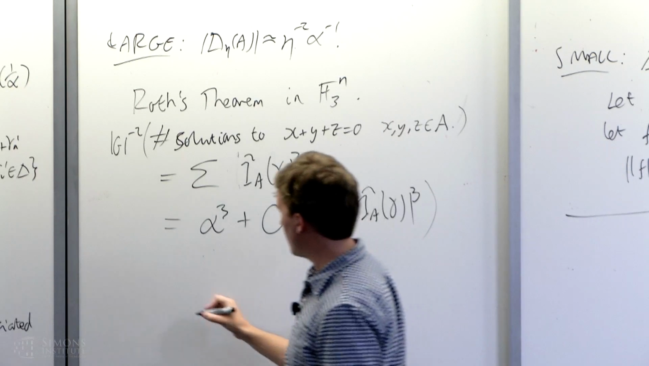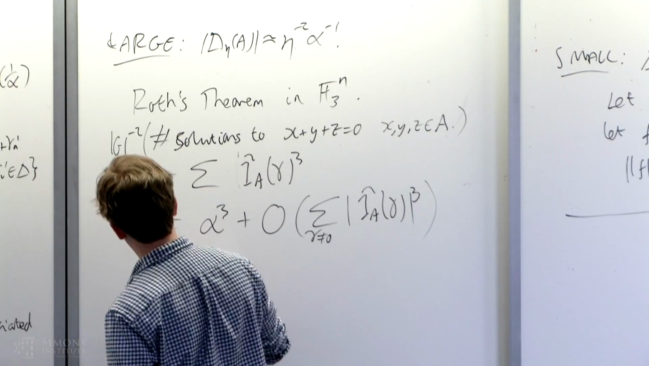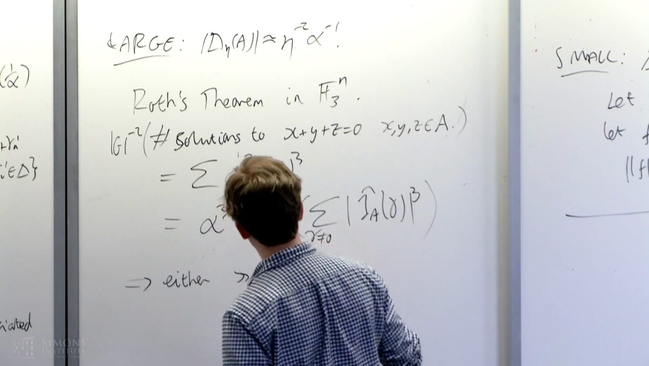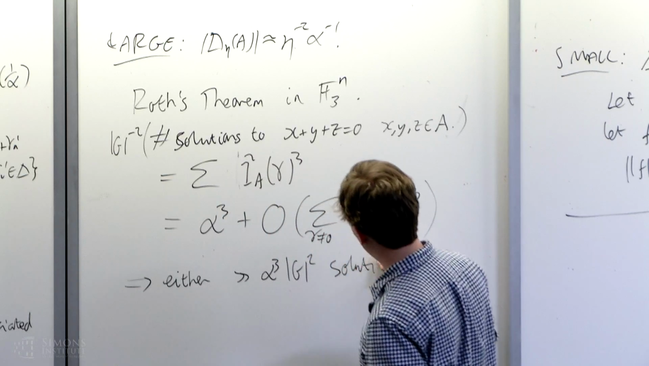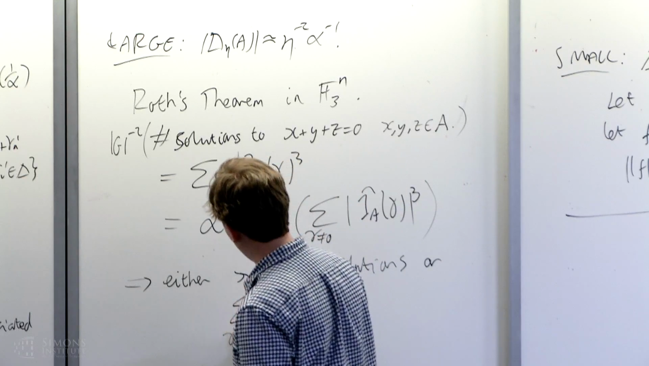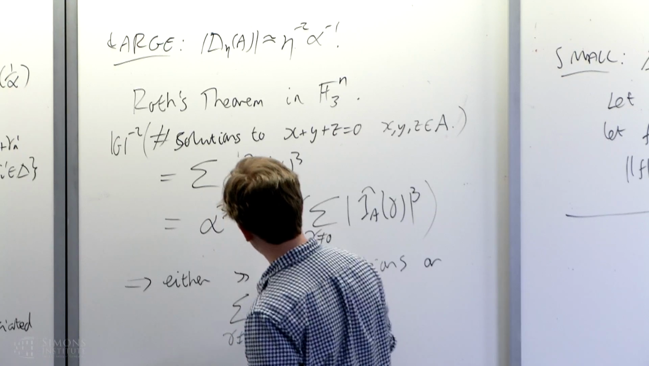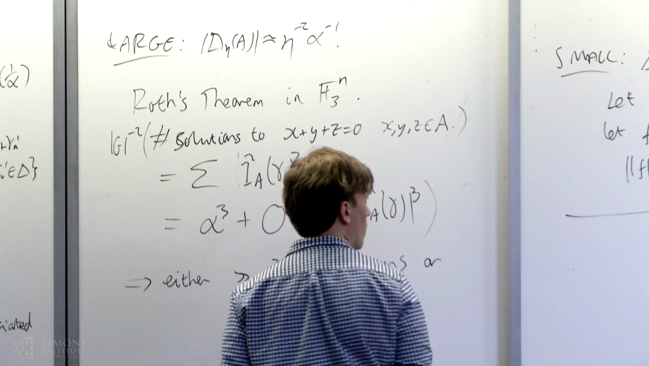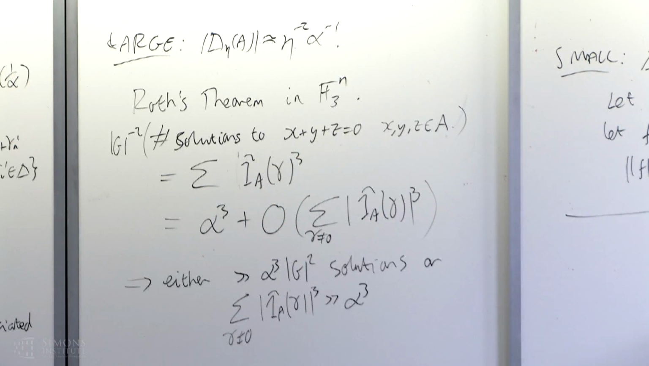And then in particular, this means that either there are at least alpha cubed size of G squared solutions, which is somehow the random case, or I have many non-zero large Fourier coefficients. Okay, so at the moment this is a sum over all gamma non-zero, but the large spectrum will now make an appearance thanks to Parseval, because anything really small can't actually be contributing to this sum much.